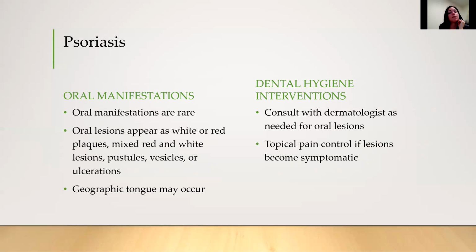Psoriasis is a chronic inflammatory dermatosis characterized by well-demarcated pink to salmon-colored plaques covered by loosely adherent silver-white scales on the surface of the lesion. Approximately 15% of this is linked to arthritis, or psoriatic arthritis. Oral manifestations are rare for psoriasis. Oral lesions appear as white or red plaques, mixed red and white lesions, pustules, vesicles, or ulcerations. Geographic tongue might occur in patients with psoriasis.